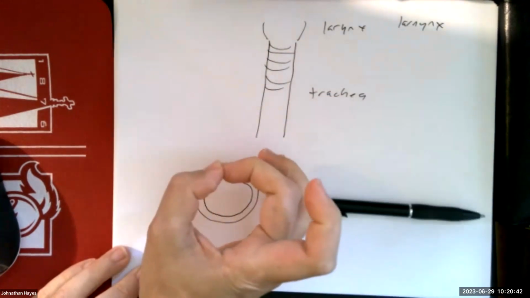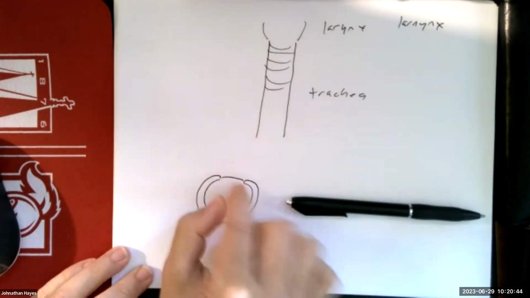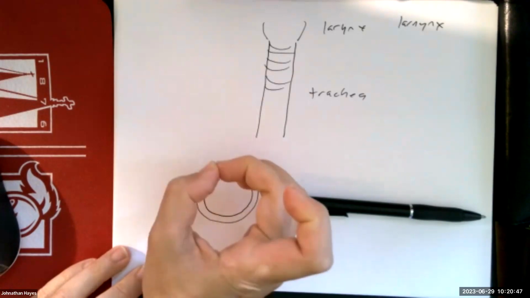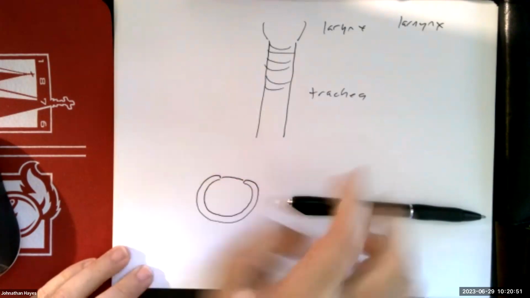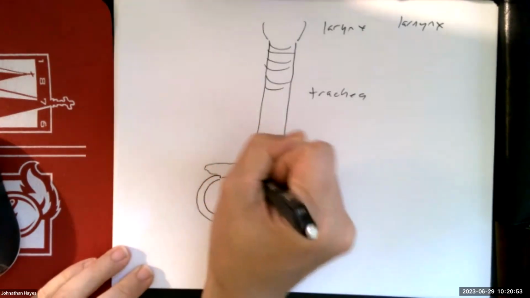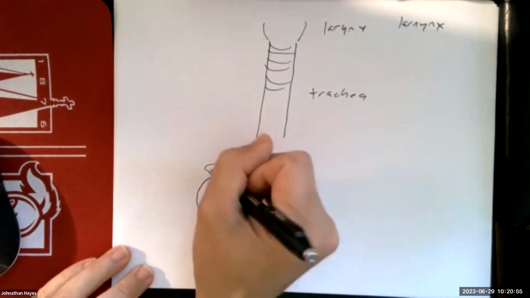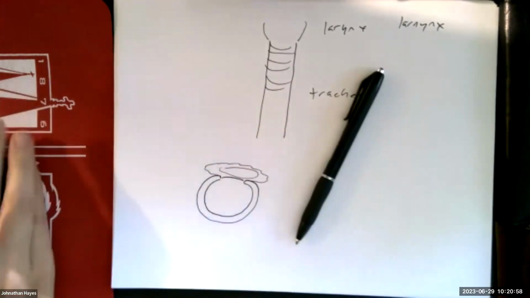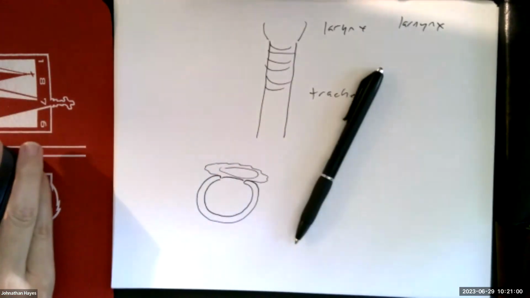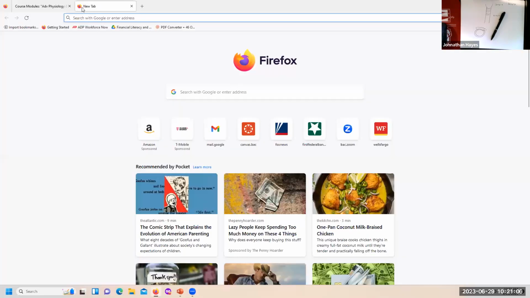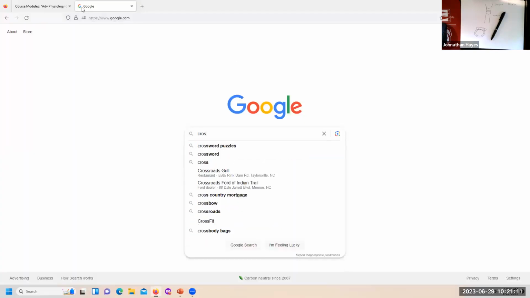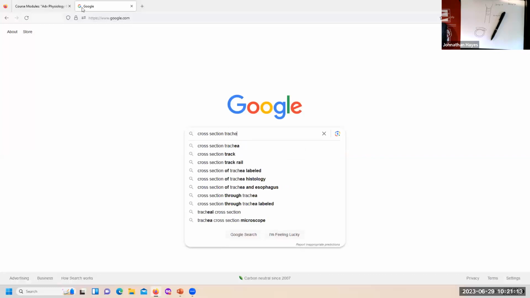is always supposed to be open, right? It's slightly flexible. We do have this piece on the back, which could allow for a little bit more of a large opening, but at the same time, it also allows us to swallow food because your esophagus is right behind it, right? And if you've ever seen a cross section of a trachea and esophagus at the same time, which chances are you probably have not, unless I showed it to you with histology or something like that. Let's say cross section trachea.